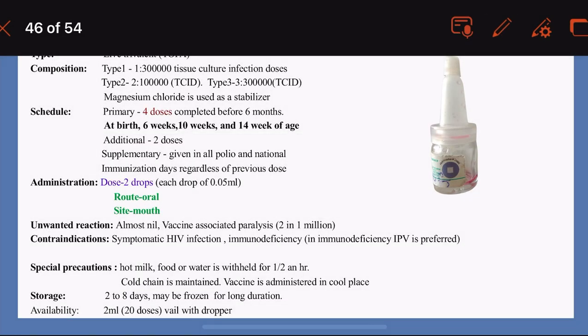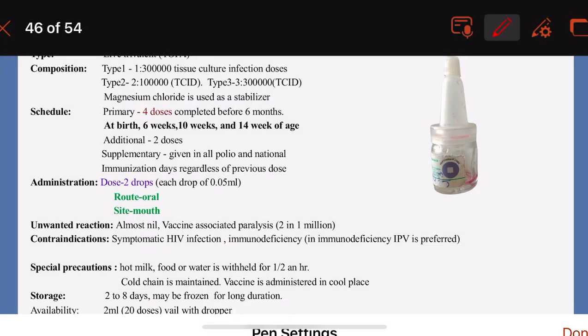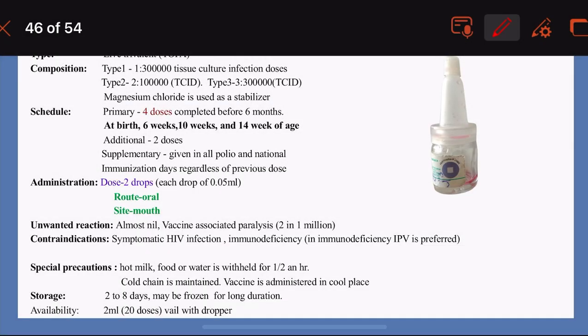Then we have special precautions: hot milk, food or water is withheld for half an hour. The special precaution you can think of in OPV is not giving hot water, hot milk or food for half an hour. The cold chain is maintained in the case of OPV. The vaccine is administered in a cool place. The storage is 2 to 8 degrees, and it may be frozen for a long duration as well.